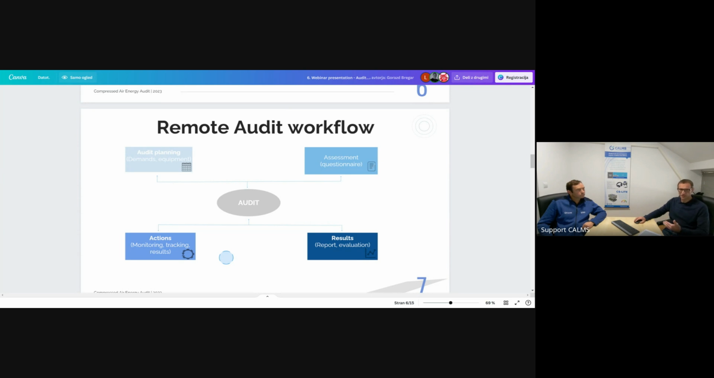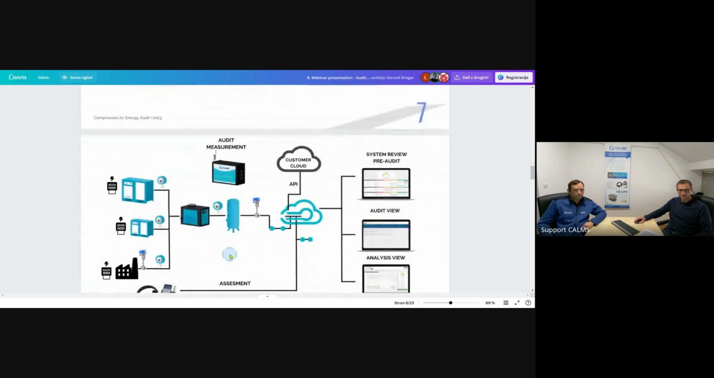which follows after the assessment. It's the audit measurement. After 1 or 2 weeks of measurements, we will know exactly where your weak points are and how to improve your system, and get actual results within the report, and I'll also introduce the savings.